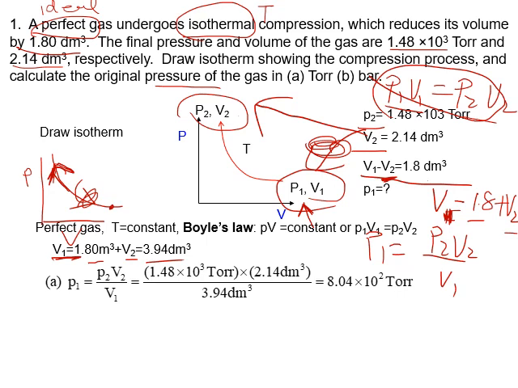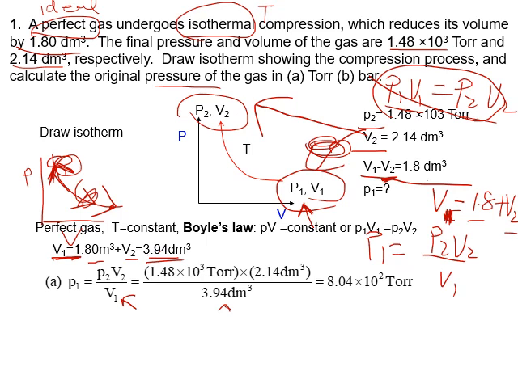Now remember, this is a compression, volume decrease. But if the question is an expansion, then everything is opposite. So you go to the right, and the volume should be minus. It should be V2 minus 1.8. So in this case, you get V1 and V2. You plug in here V1, and that is 3.94.